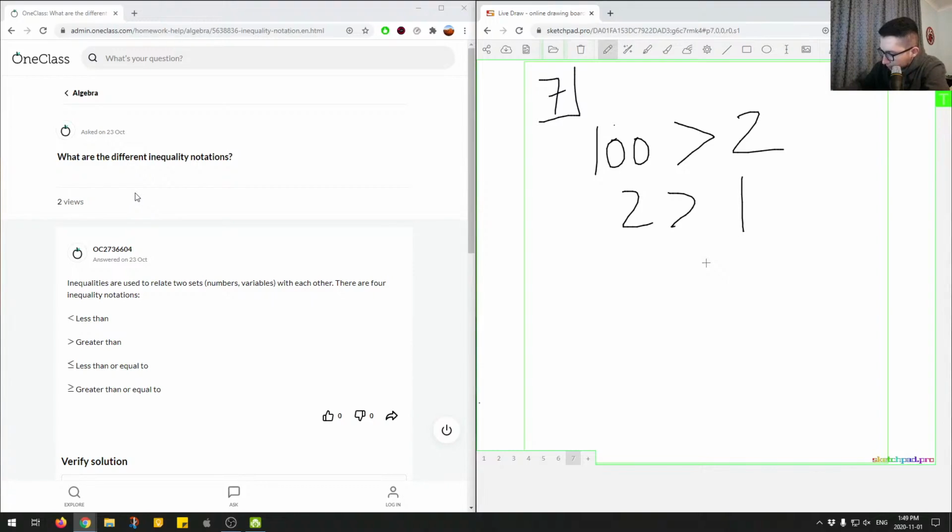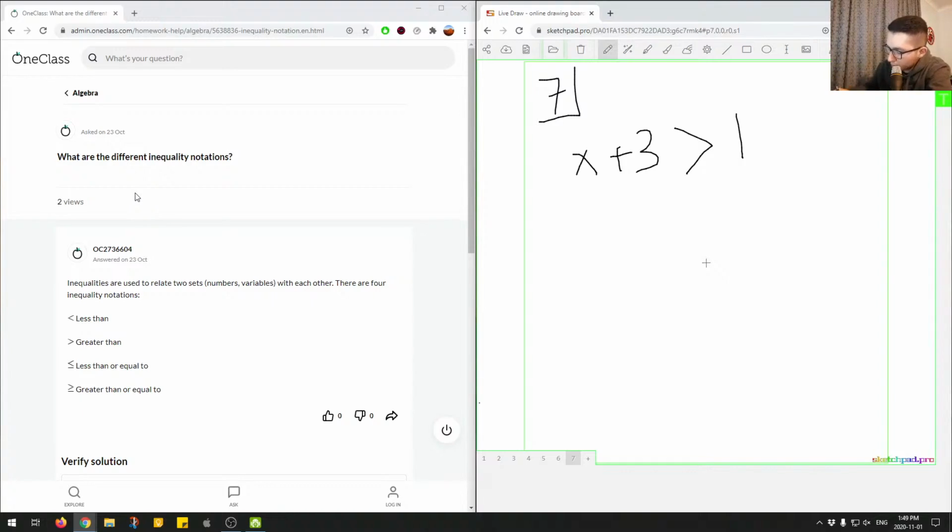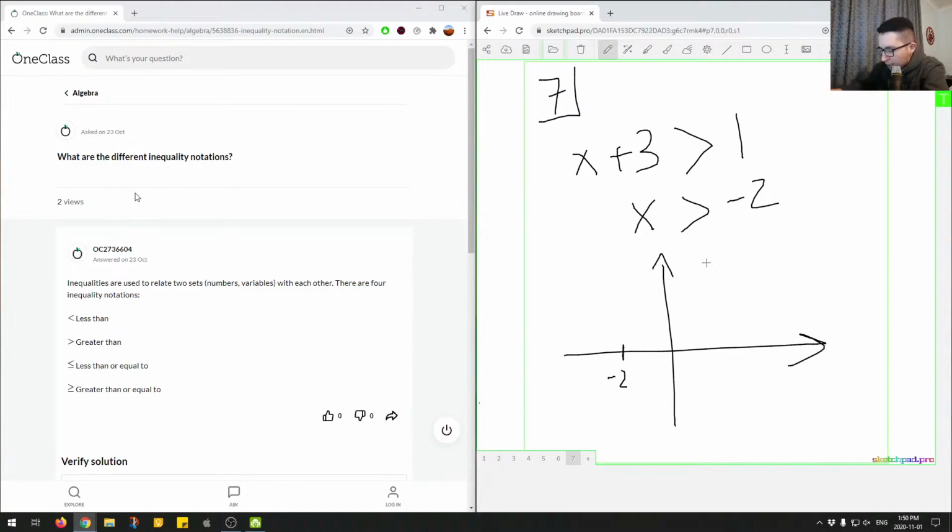Let's erase this quickly. So we could say that x plus 3 is greater than 1. If we subtract 3 from both sides of the equation, we end up with x is greater than 1 minus 3, which is negative 2. So if we draw a plot, we know x at negative 2 is somewhere over here, and we're saying all values greater than negative 2.